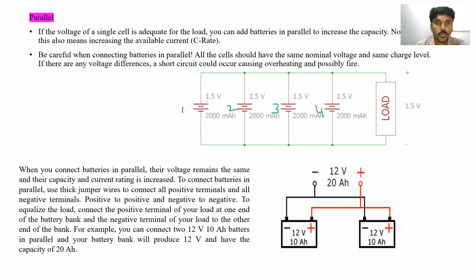So the positive plate of the first cell, positive plate of the second cell, positive plate of the third cell, positive plate of the fourth cell are connected. All positive plates are connected common. Is it right?